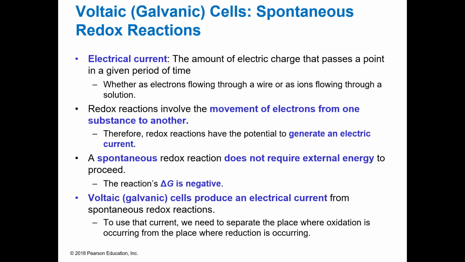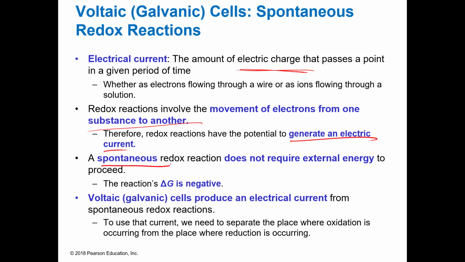The electrical current that we're producing is kind of like when we were doing wavelengths, it's kind of like frequency. It's the amount of electric charge that passes a certain point at a given time. So whether the electrons are flowing through the aqueous solution or through a wire, they are moving, and how fast they're moving is basically the electrical current. They're moving from one substance to another, and because it's movement between two things, we have that ability to generate the electrical current.